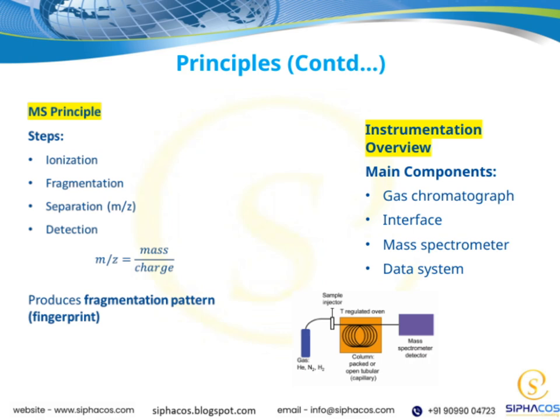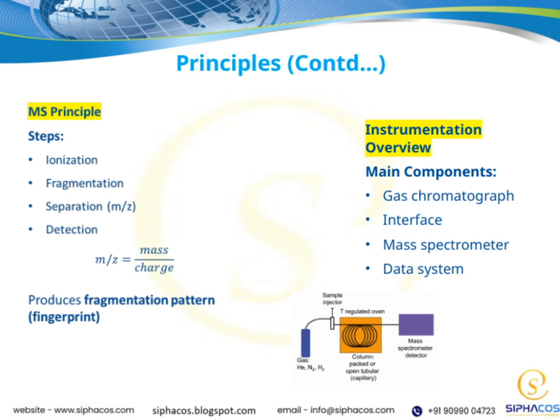Now, moving on to the principles. These components work together based on fundamental scientific principles, like how the gas chromatograph separates based on volatility and affinity, and how the mass spectrometer uses ionization and mass-to-charge ratios to identify molecules.